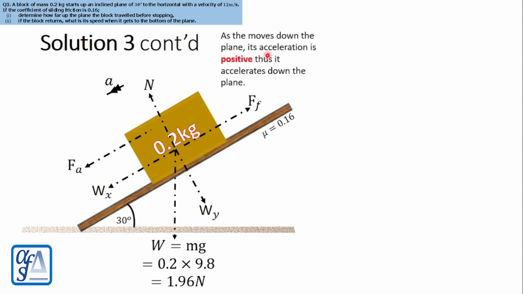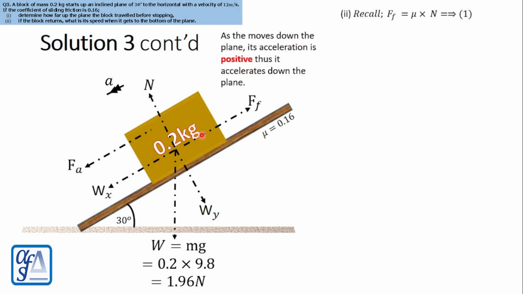Now as the body moves down the plane, its acceleration is positive, thus it accelerates down the plane. So positive acceleration gives acceleration, and negative acceleration gives what? Deceleration. So if the acceleration is negative, then that means the body is decelerating. Very good.